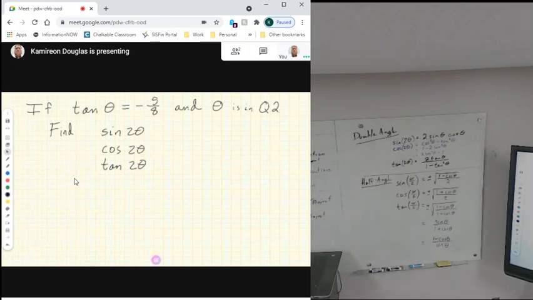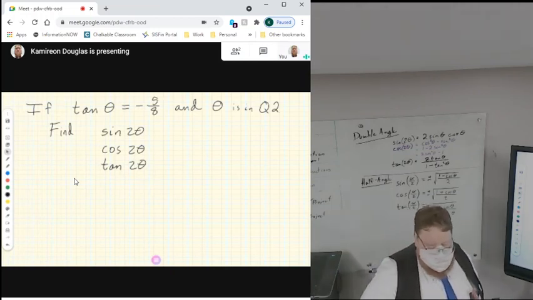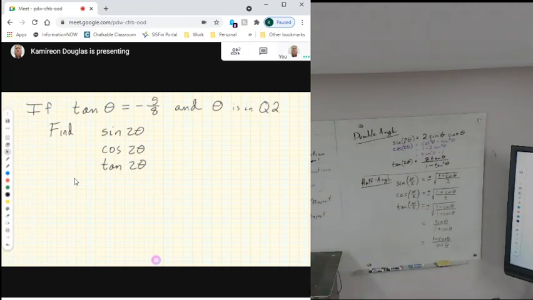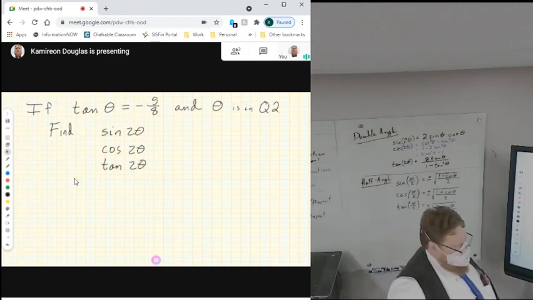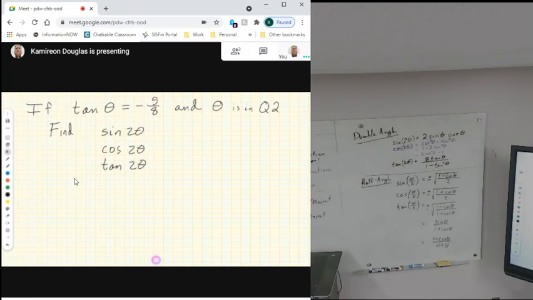So let's talk about this problem as our first example of the day. We're going to try to do at least 4 of these, hopefully get a lot of work in and see how you feel. Here we go. If tangent of theta is equal to negative 5 over 8, and theta is in Q2, that means it's in the second quadrant, which means it is over here.